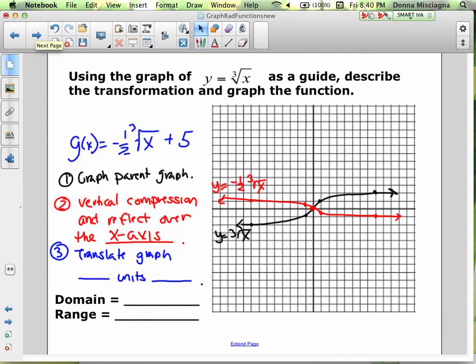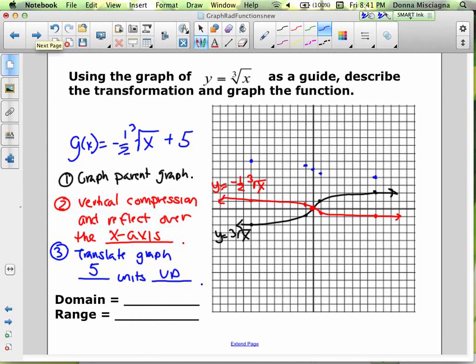And then we have to translate our graph. Something's added to the whole function, so it's going to be 5 units up. So just move the whole graph up 5. 1, 2, 3, 4, 5. 1, 2, 3, 4, 5 right there. This one's going to be right here, and this one's going to be right here, so they can keep their little pattern going. And 1, 2, 3, 4, 5 right there.